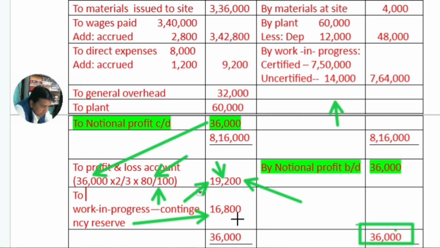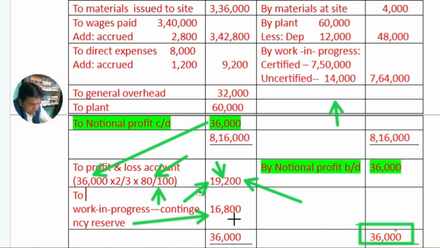When it is 50% or more than 50%, then 2/3 of the notional profit in the ratio of cash received to work certified shall be transferred to profit and loss account, and the balance amount is transferred to contingency reserve, to meet all future possible losses. So in this way the contract costing problem is solved with the help of contract account.